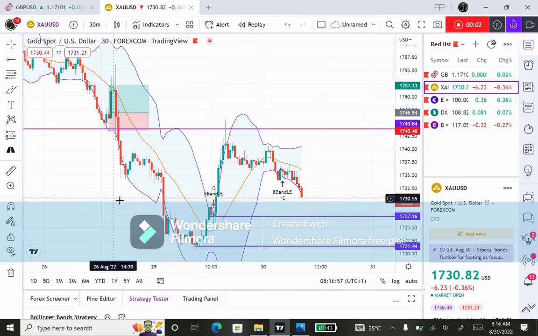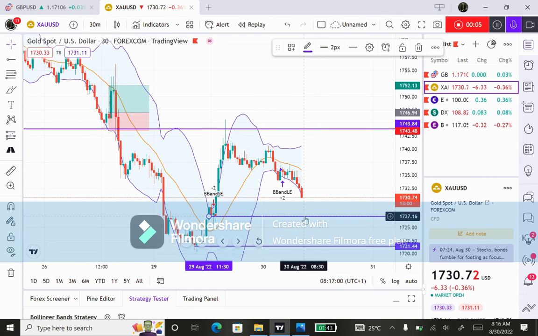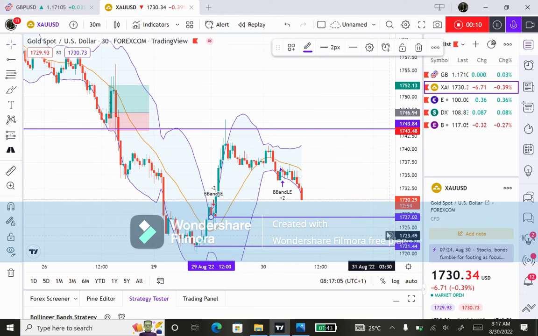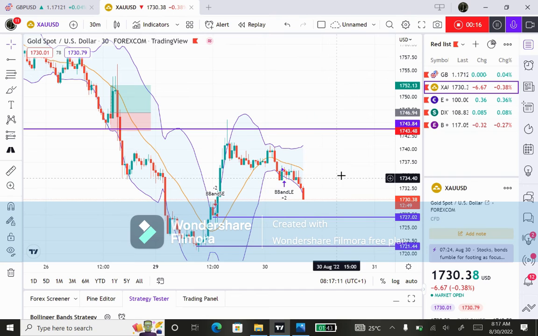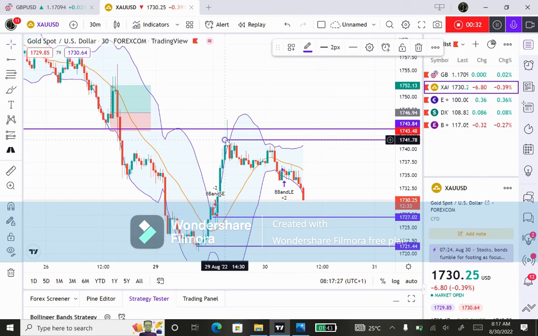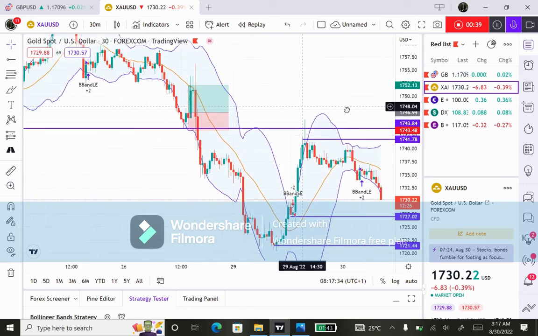If I'm to give a trade idea on gold, I will definitely be waiting for this price to drop around 1727. I'll be waiting for the market to come around 1727 before I take any buy. If it fails to bounce back in at 1727, the next support is 1721, so I'll be waiting for the market to drop to 1721. And if it's a sell signal that I'm looking for, it's definitely going to be around 1741. So that's just it. Make sure that before you take any entry, it has the corresponding support and resistance.